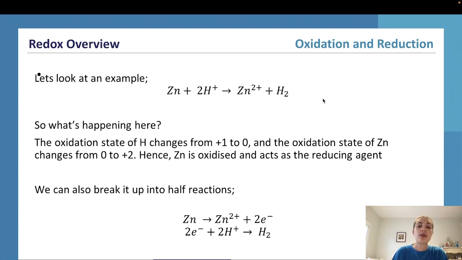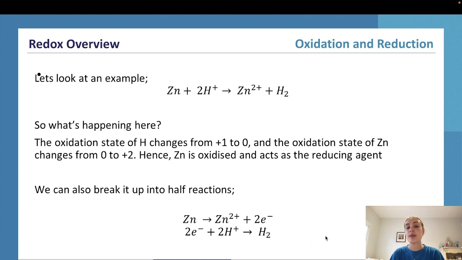So overall in this reaction, we've got zinc going from 0 to 2+, and it is being oxidized and hence acting as a reducing agent. It's giving away these 2 electrons and donating them to the hydrogen. So the hydrogen can be reduced and gain those 2 electrons, an electron per hydrogen atom, to then become H2 with its charge of 0.